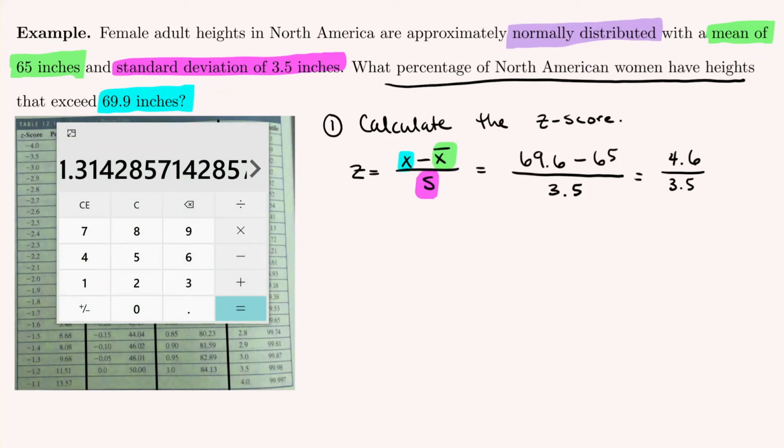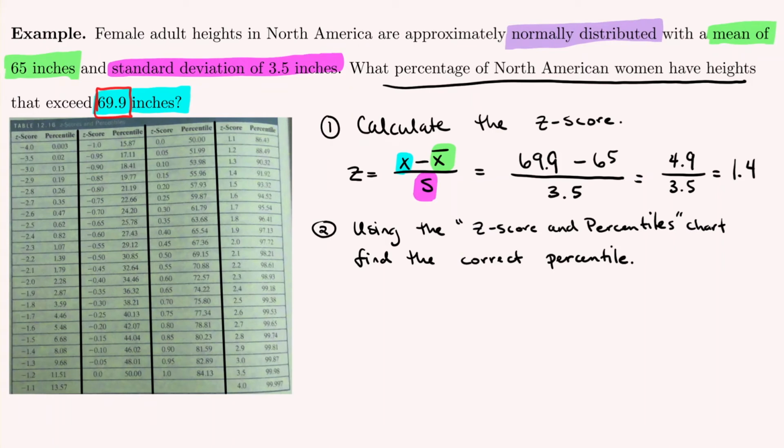Excuse me, I just noticed an error. Y'all probably caught it as you were working through the problem. The data value is 69.9. You notice I wrongly wrote 69.6. So that would throw off my entire answer, so I need to correct that. That's now 69.9 minus 65, which gives me a value at the top of 4.9. Now let's take the 4.9 and divide that by 3.5, and we get a z-score of 1.4.